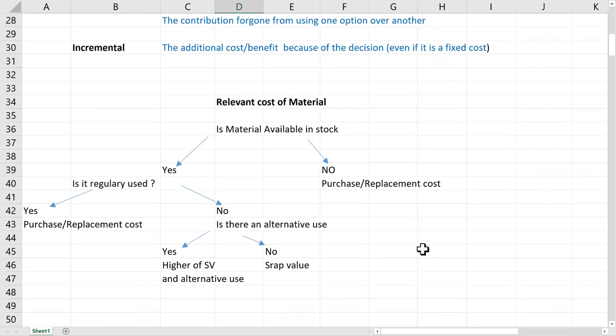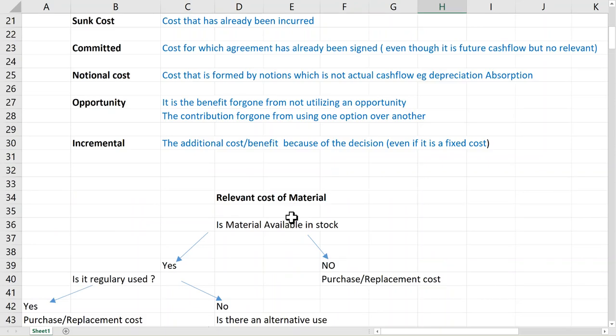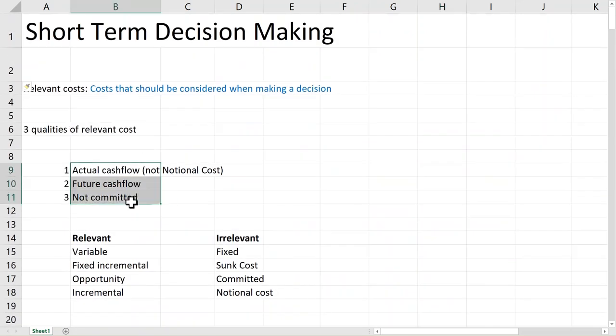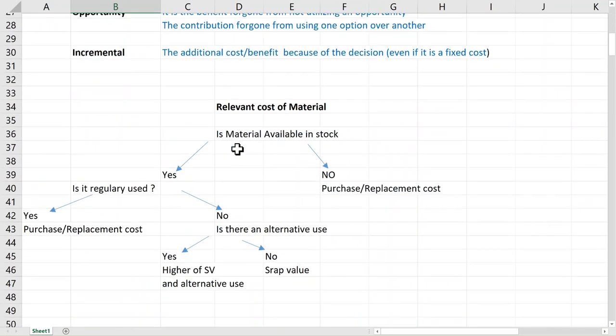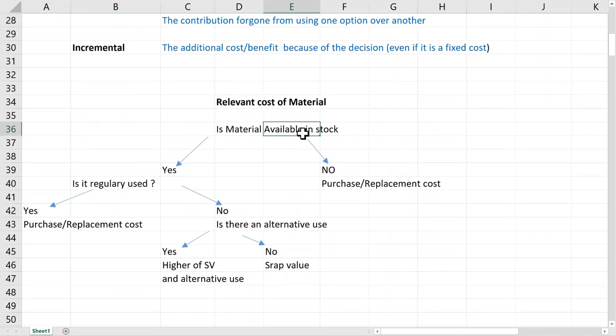Okay, so in F5 we look at the relevant cost of some of the main things that you face, the material, the labor, and machines. So let's look at, remember it uses the same principle that we had here. It should have these three qualities: actual, future, and not committed. But this flowchart will help us understand the topic more easily, because they are complicated a little bit.